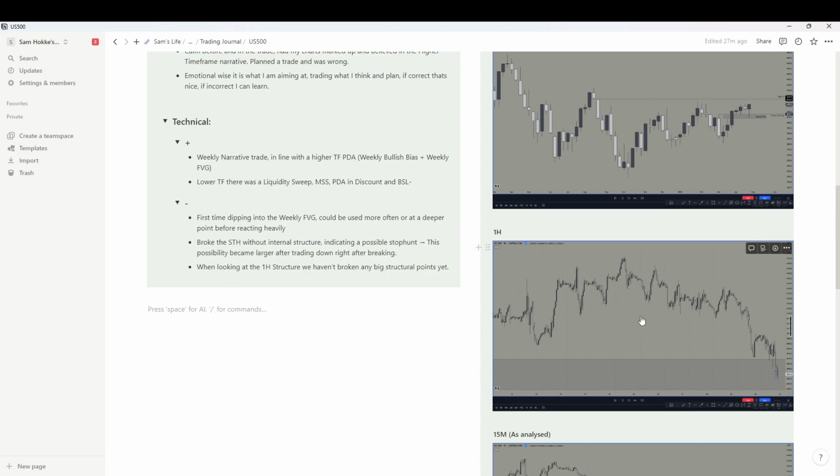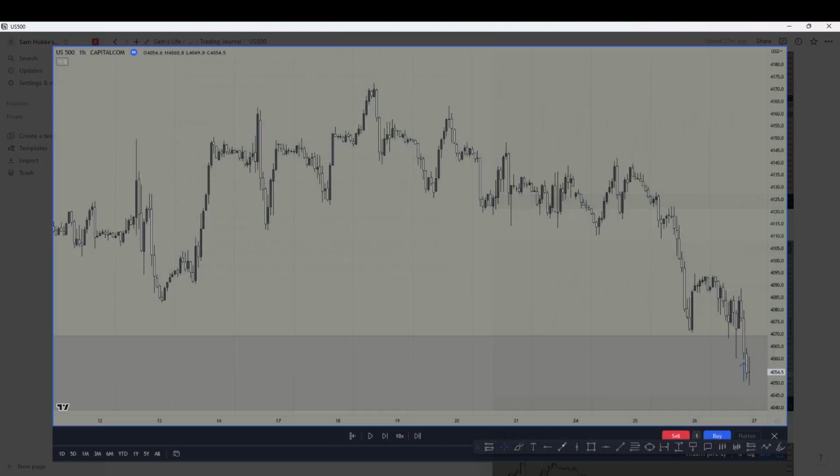And also when looking at the 1 hour structure, we haven't broken any big structural points yet, and this is the 1 hour here. What we can see is we created a low, had a retracement, and this is the new low. Meaning this is the high, this is the low, so this is only a retracement. We haven't done anything spectacular.